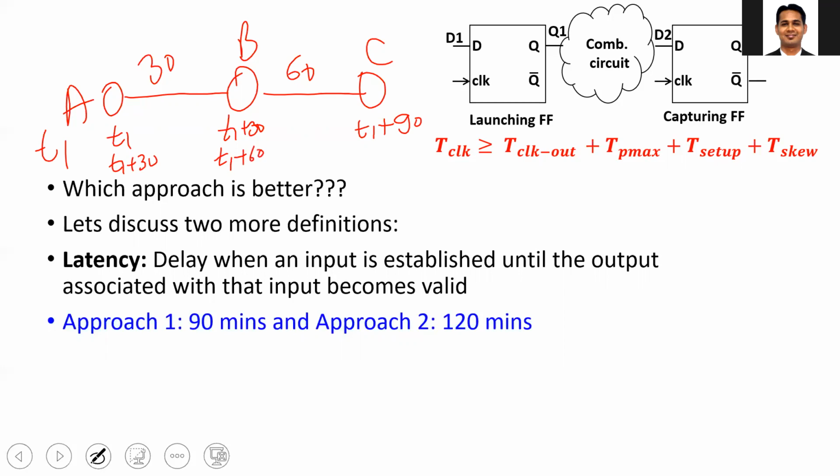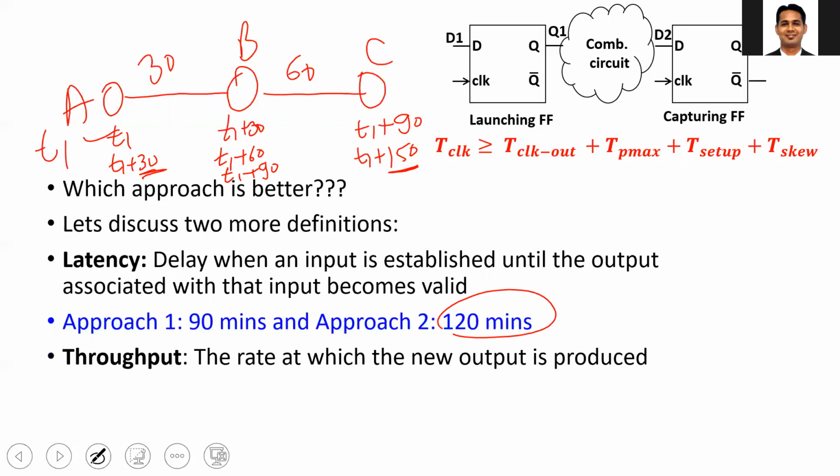But since the vehicle is not available, he will start only at T1 plus 90, and then he will reach at T1 plus 150. So you can see that after the first one, there will be a delay of 150 minus 30, that is 120 minutes.